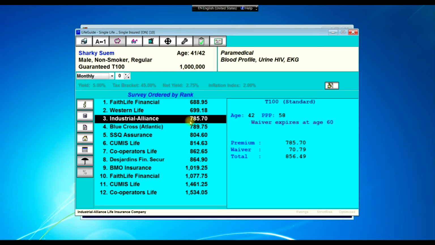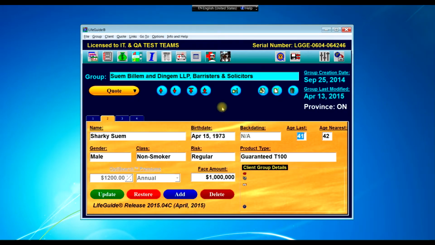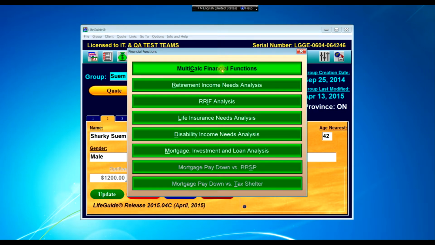What's the cost of financing the $8,730 annual premium in monthly installments of $785.70 as it's calculated here? So what we do is we can minimize or we can close the quotation. I'll minimize for the sake of expediency here. And we'll go to a set of functions in LifeGuide, which is called the MultiCalc functions.